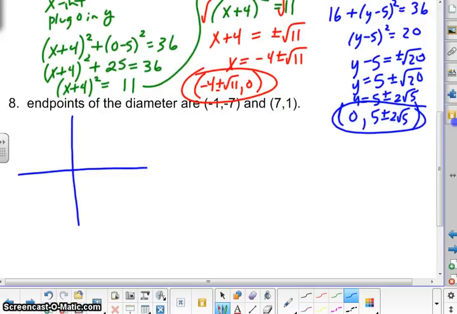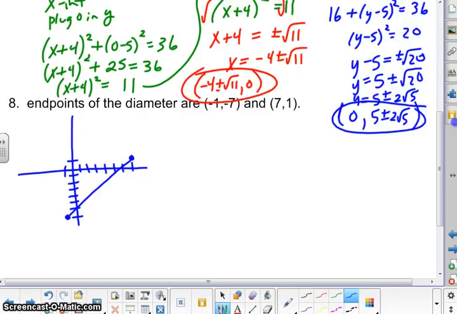So I just want you to look at that real quick. We have (-1, -7): 1, 2, 3, 4, 5, 6, 7. So there's one point. And then at 7, comma 1 is our other one. So the diameter reaches from here to here.